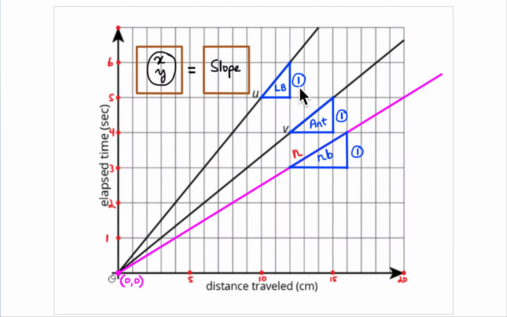All right, the slopes. The vertical distance in each case is 1 unit. So this is 1 unit. This is 1 unit. This is 1 unit for the new bug as well. And the horizontal distance is 2, 3, and 4 units. So the slope is the vertical distance over the horizontal distance. So how much time it takes to travel a certain distance.